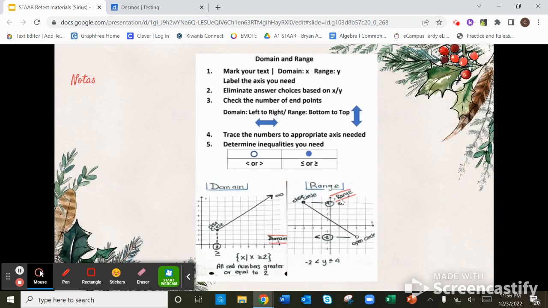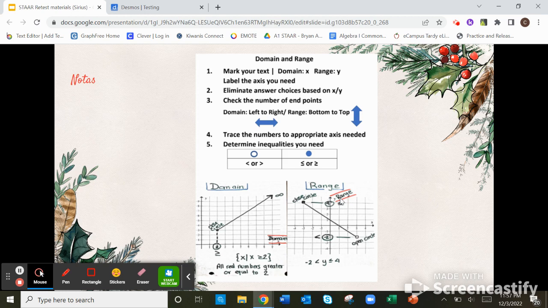So here I have a quick reference sheet, an example, a step-by-step thing that can help guide you through how to approach these domain and range questions. And I like to approach it like a checklist, right? You want to make sure you mark your text with, number one, domain is X, range is Y, and label the axes that you need, right?